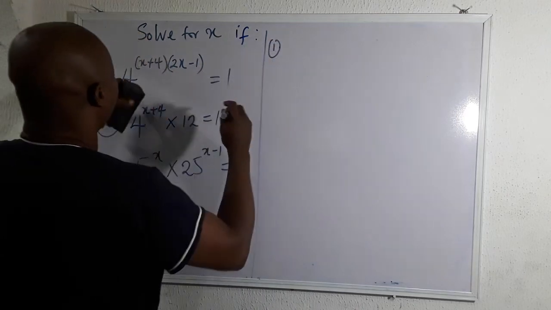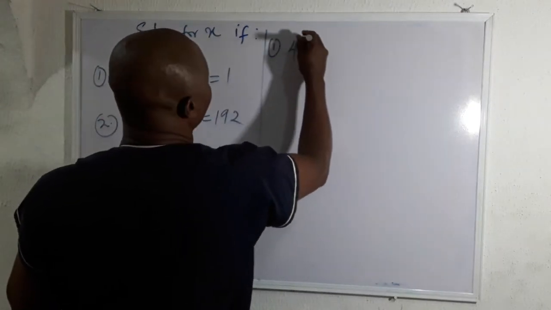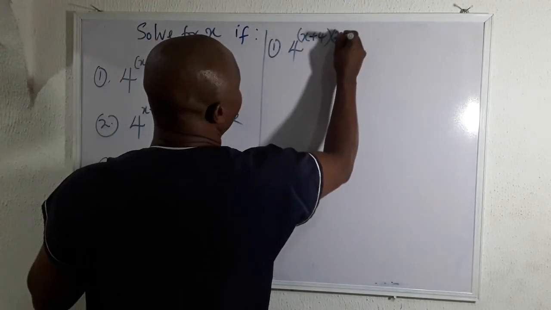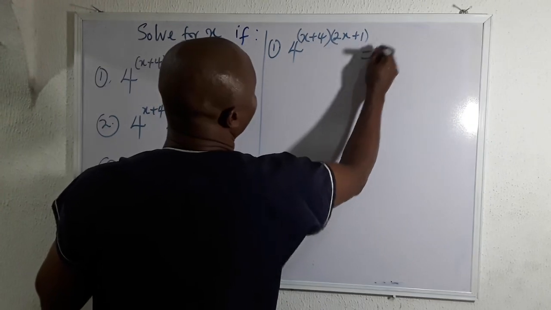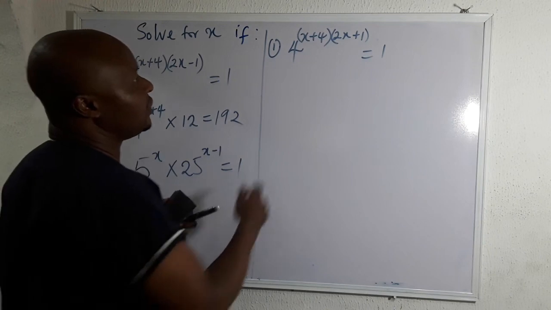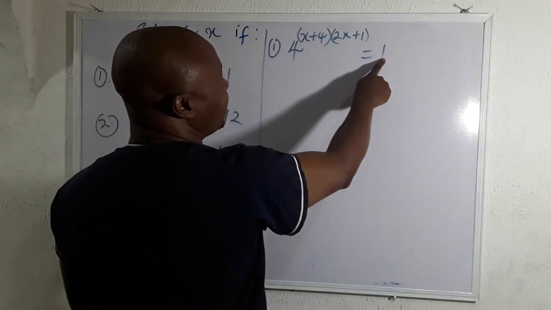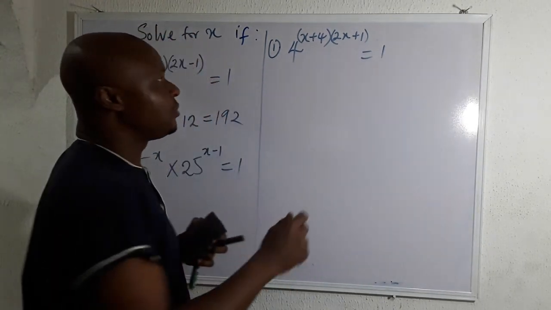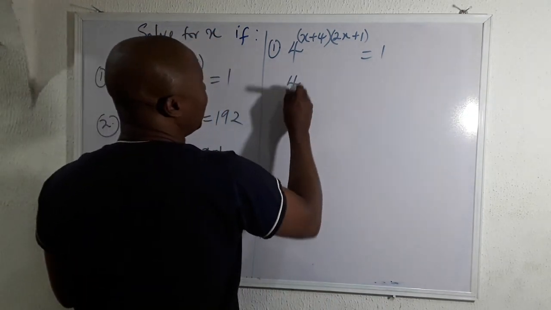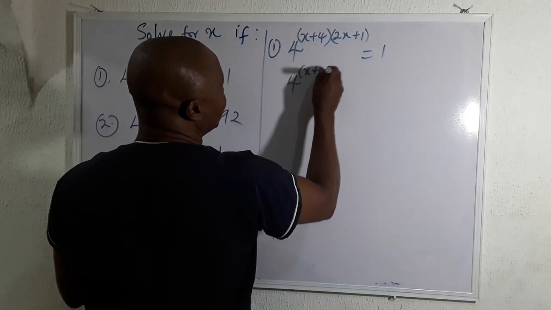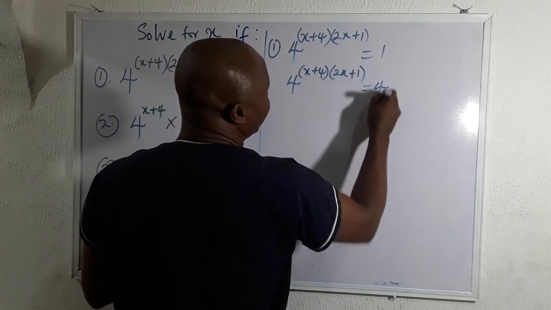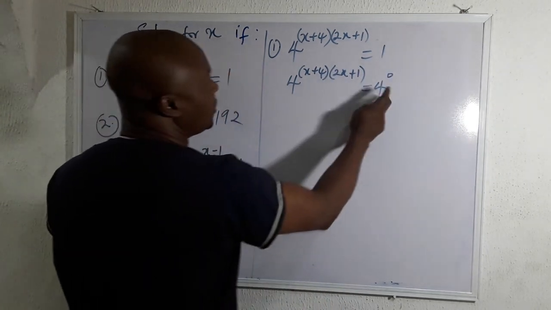Question one says 4 raised to power (x + 4)(2x + 1) is equal to 1. Now we can see that on the left hand side the base is 4, while on the right hand side is 1. But we can re-express this 1 as 4 raised to power 0. Now that would be 4 raised to power (x + 4)(2x + 1) is equal to 4 raised to power 0, and now this is the same thing as 1.